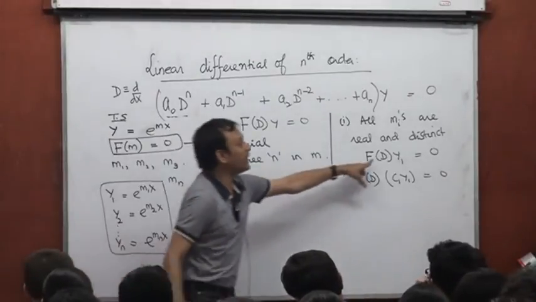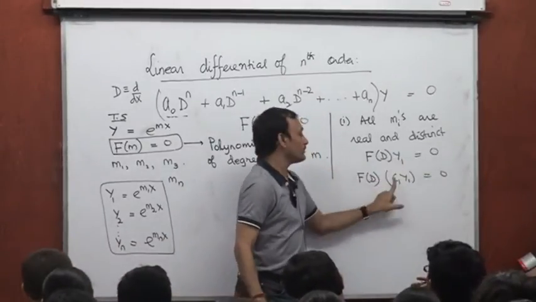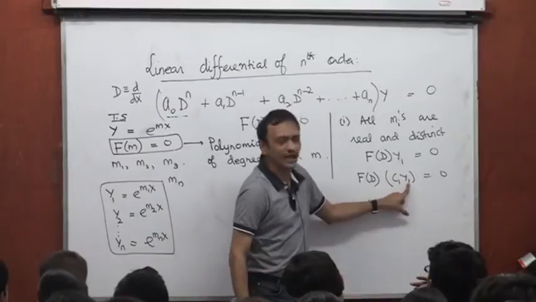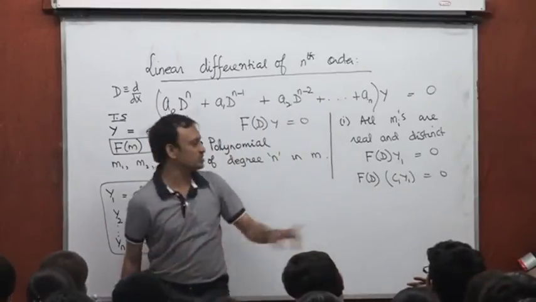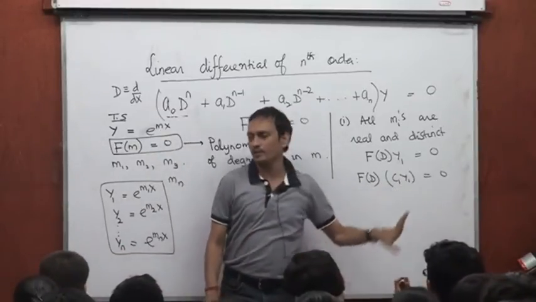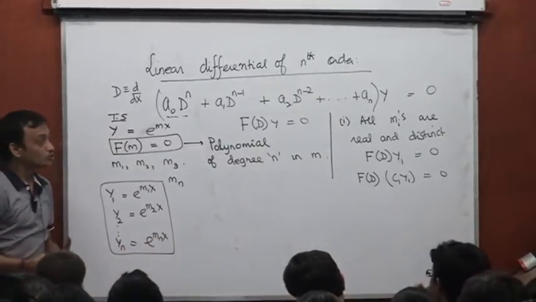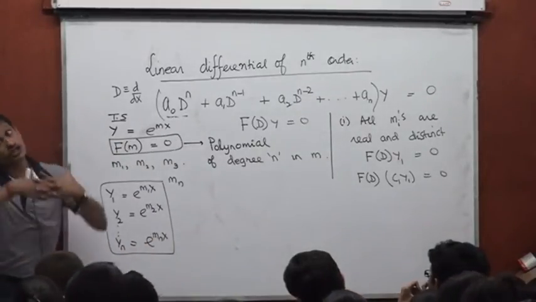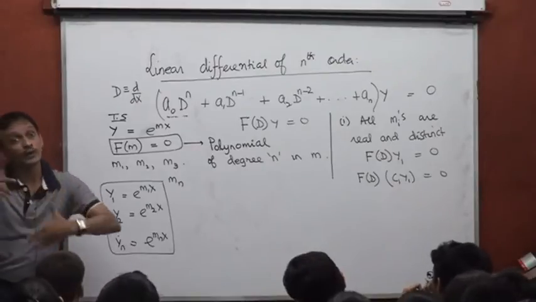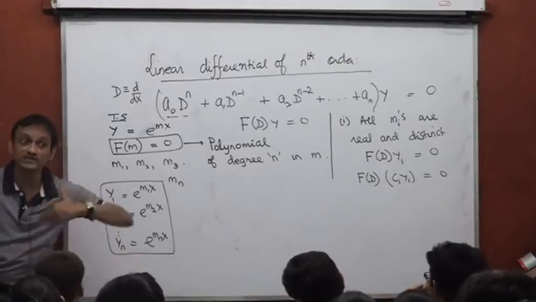Because if fd operating on y1 is 0, then fd operating on a constant times y1 will also be 0, because this C1 can come out. So fd operating on y1 will vanish, right? So if y1 is a solution, C1 y1 is also a solution, where C1 is an arbitrary constant.